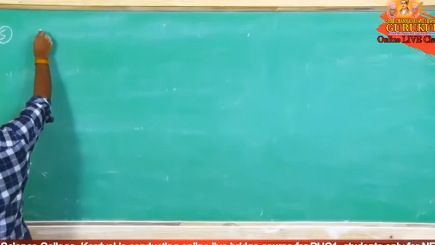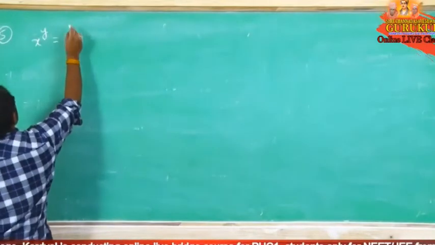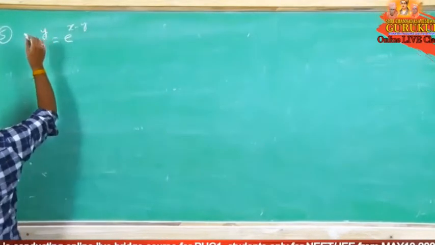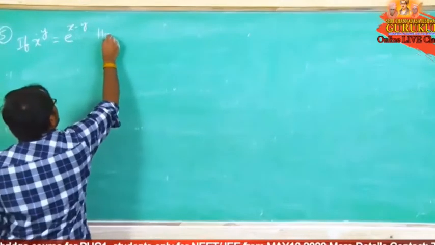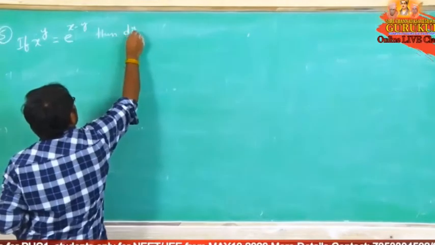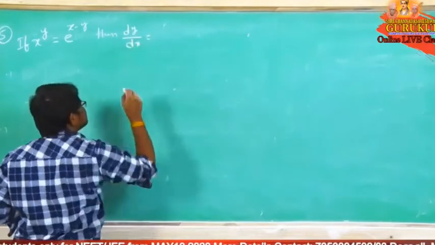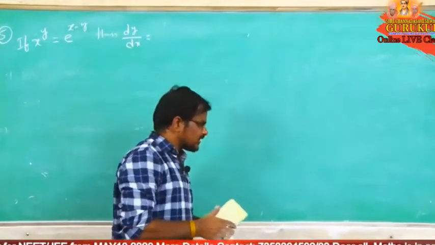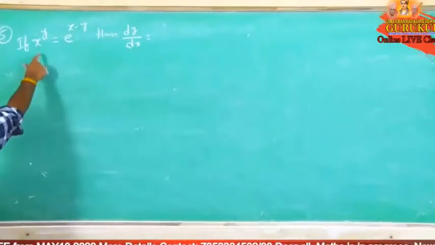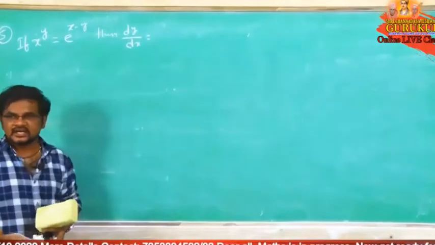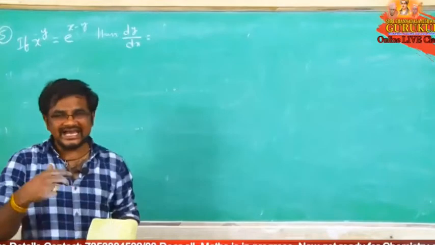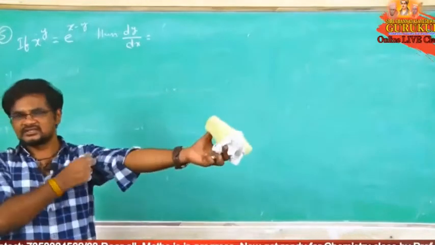Next, fifth problem. This is one of the important problems. x to the power of y equal to e power x minus y. If this is given, then find dy by dx. In the theory part, they will ask if x to the power y equals this, then find dy by dx. But in the entrance, they can ask differently also, right?